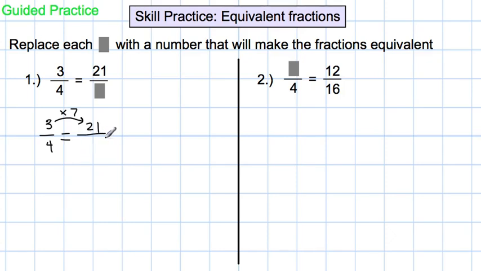Now, to get the new denominator, I have to multiply the denominator times the same thing I multiplied the numerator by. And that's going to give me equivalent fractions. So 4 times 7 equals 28. 21 over 28 equals 3/4.